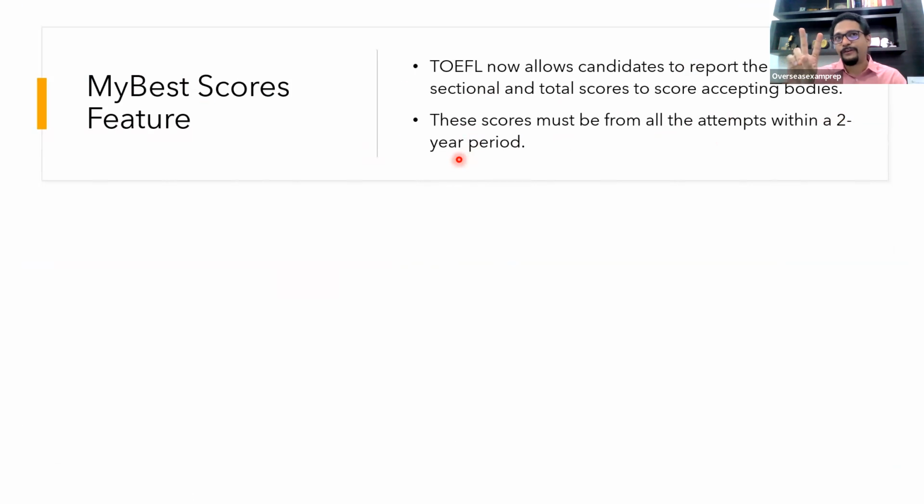2 years. So if you've taken 4 tests in a 2-year period, what they'll do is they'll look at all the 4 scores. Whichever is the best in listening, they'll give you that. Whichever is best in reading, they'll give you that. Whichever is best in writing, and whichever best is speaking. And then the total of all the best scores becomes your best total. That is a My Best score, which is great.